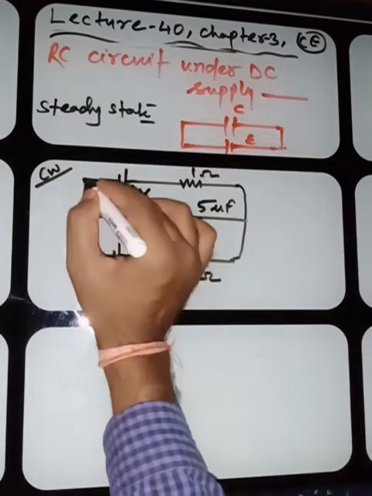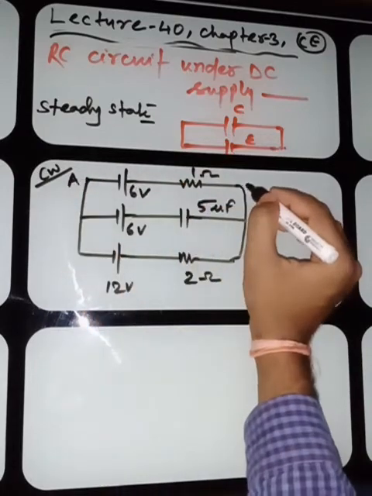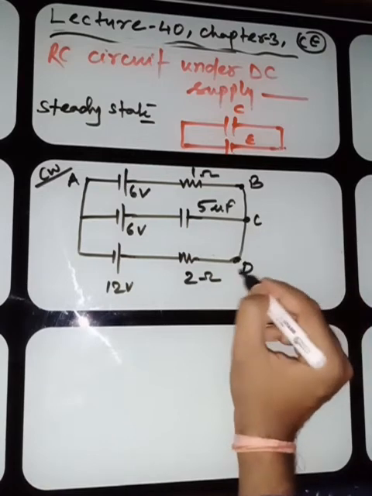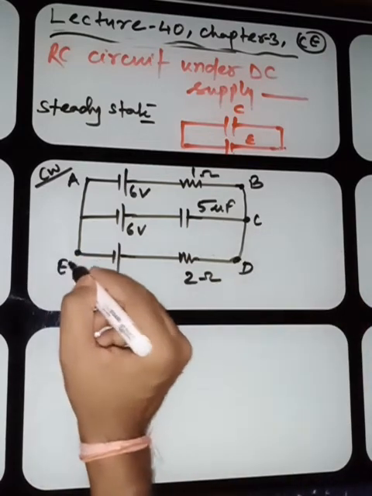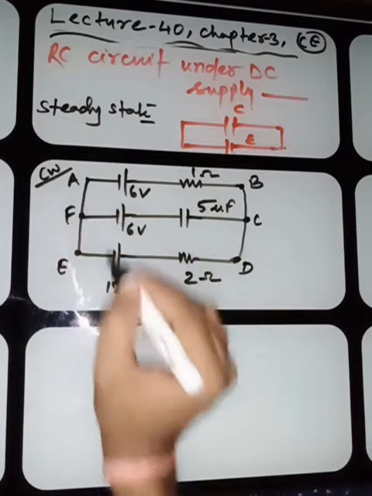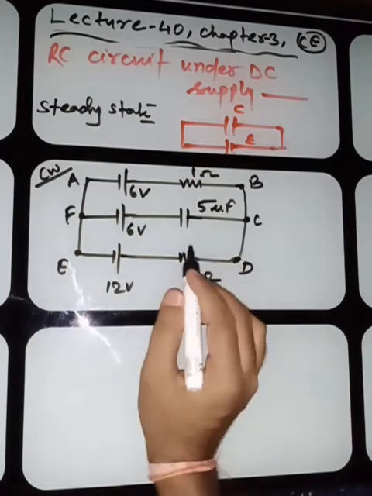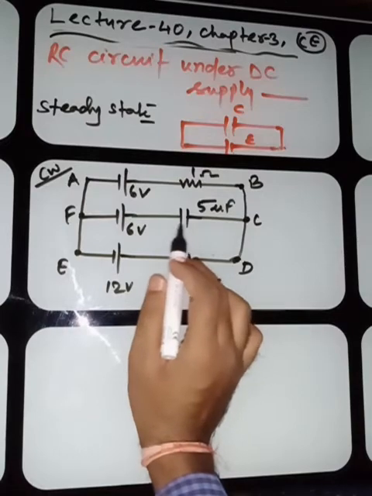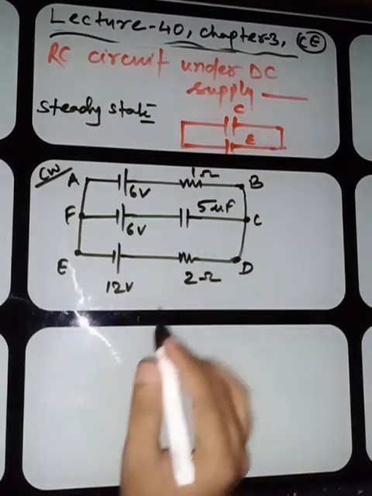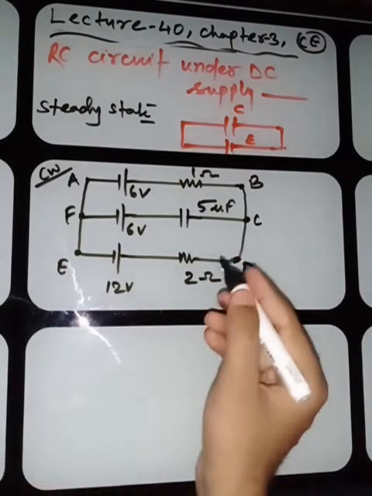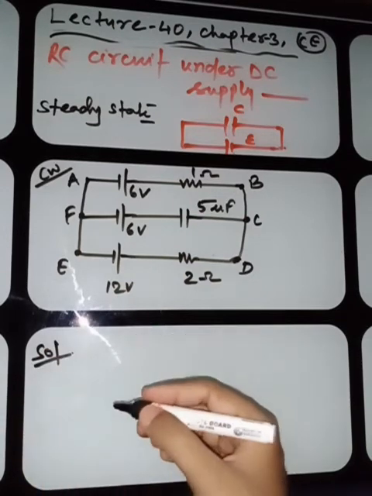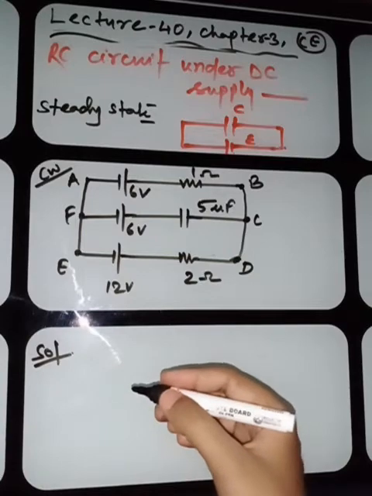Let me write the terminals here: A, B, C, D, E and F. Again, in this question you have to find the charge across this capacitor of 5 microfarad. Okay, pause the video and try to solve. Okay, now look here. Let me solve. First, what we have to do?